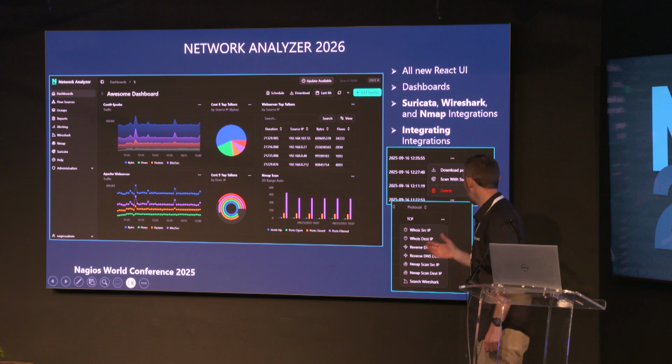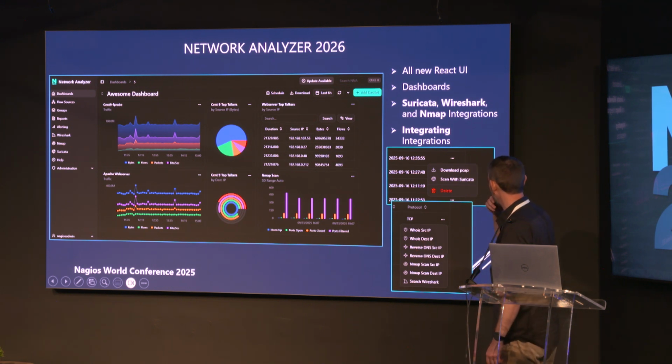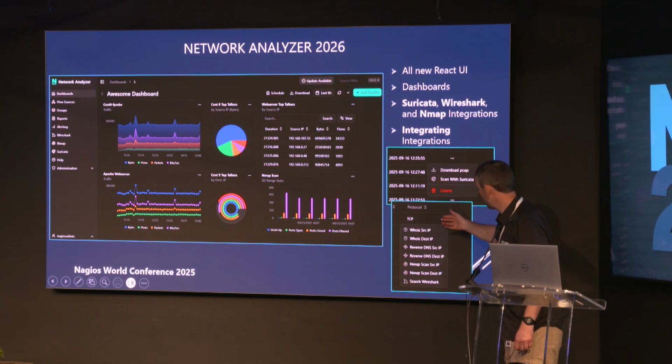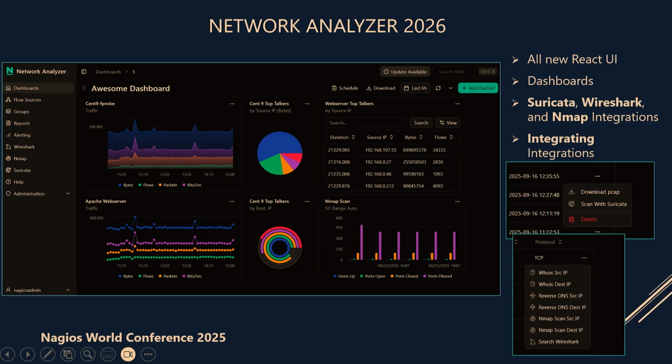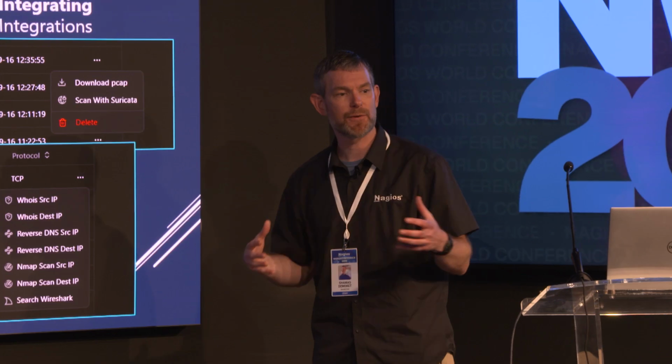And then there's some other cool stuff you can do. For example, you can look at a packet and go, oh, okay, let's run whois for the source or destination IP, or reverse DNS for those. Run an Nmap scan of this data, or from Suricata, search Wireshark for data which you've captured with Suricata. So it's a really cool ecosystem now of all the tools talking to all the tools.